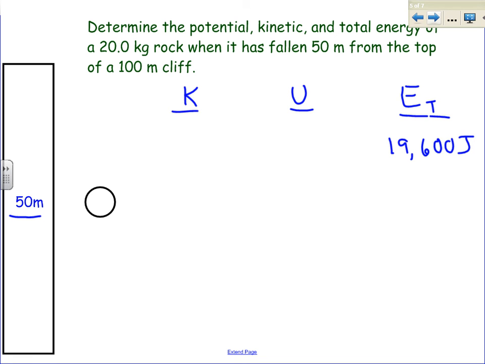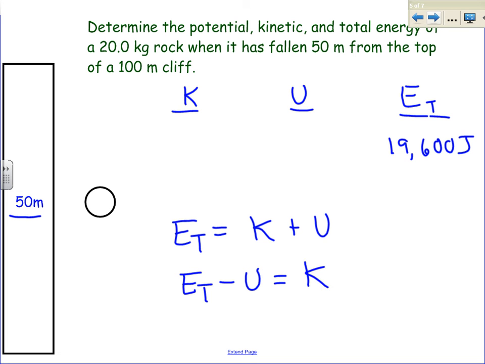Now, the easiest way to do this is to think about total energy being equal to kinetic plus potential. Potential energy is based on height, so that's easy to calculate. If we can figure out our potential energy and subtract it from the total energy, we can find kinetic energy. There are other ways you can figure out the velocity of this rock, but I believe this is the fastest. So finding U, I'm going to take my mass, 20 kilograms, my g is 9.8 meters per second squared, and my height is 50.